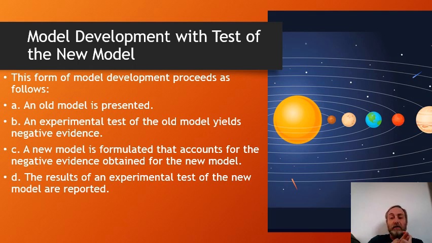Now we have a new model, right? We formulate it. It accounts for all the negative evidence, right? So here we've got our new heliocentric model of the solar system. And now we test the results in an experiment.